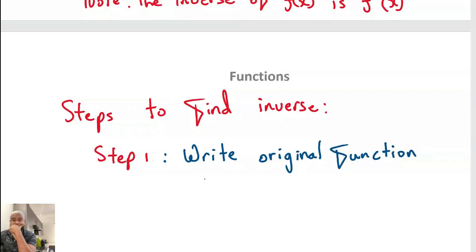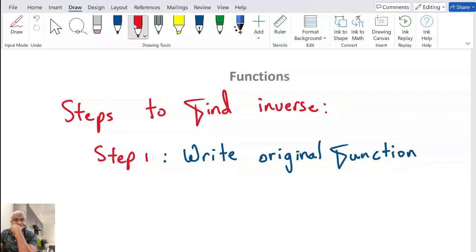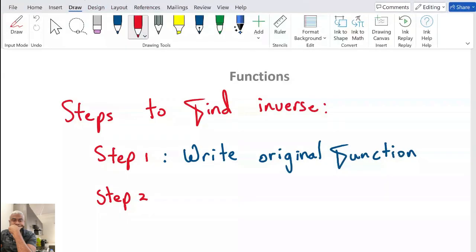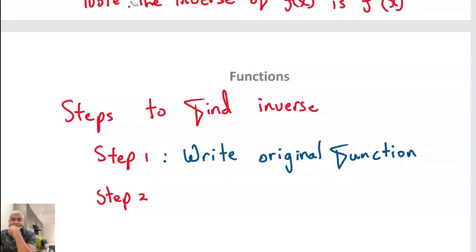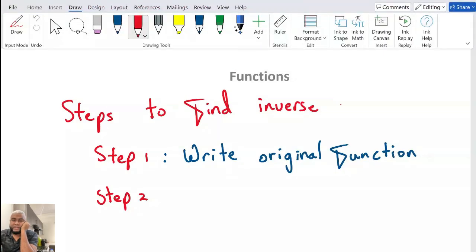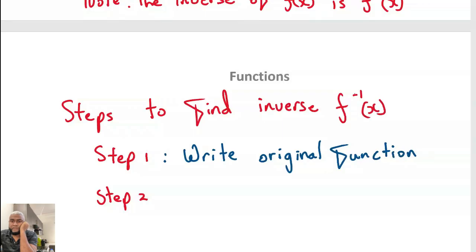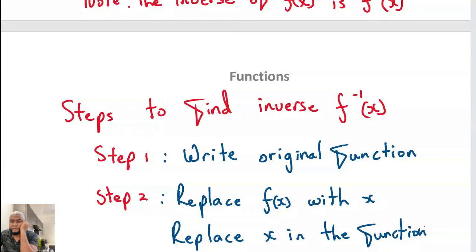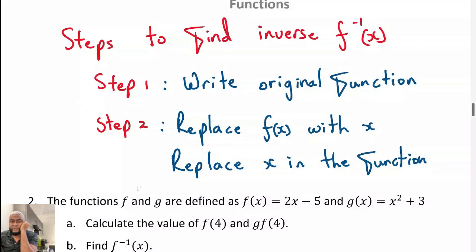Write the original function, right? Step 2. Put f negative 1 of x, because this is what we're trying to find, right? So we're going f of x. You're going to replace f of x with x, and then replace x in the function rule or function definition, whatever you want to call it.